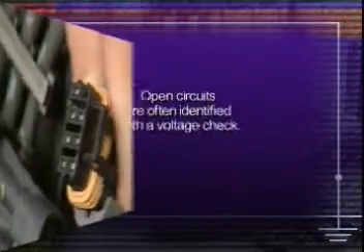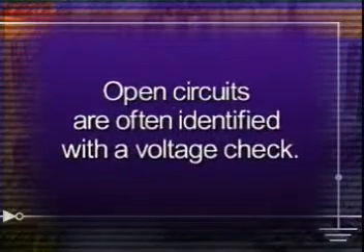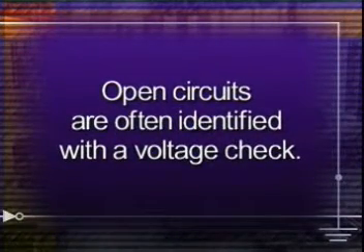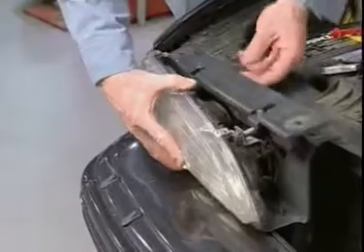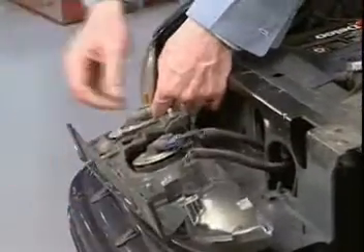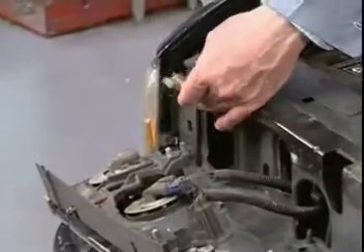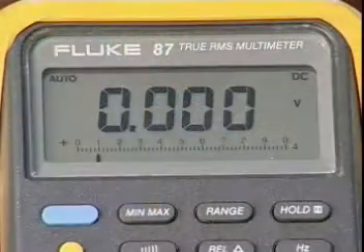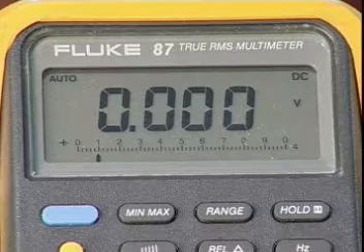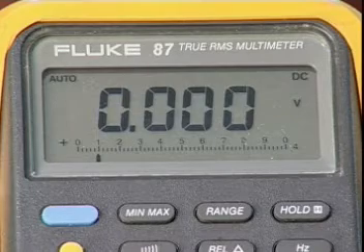Open circuits are often identified with a voltage check. This can be done with a test light or a voltmeter. For example, if a voltage check is desired at the headlight connector, with the black lead connected to a good ground, touch the red lead of the voltmeter to the headlamp terminal and turn the lights on. If there is no voltage at the terminal, the circuit is most likely open. Further testing will be required.